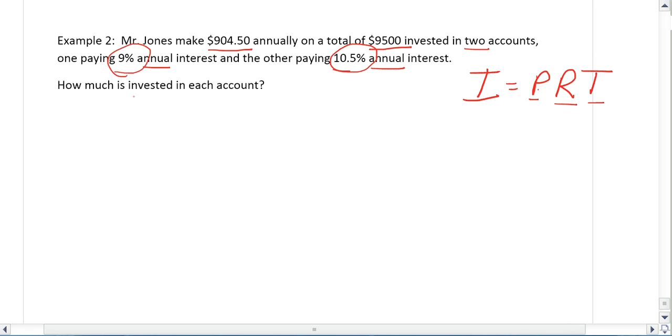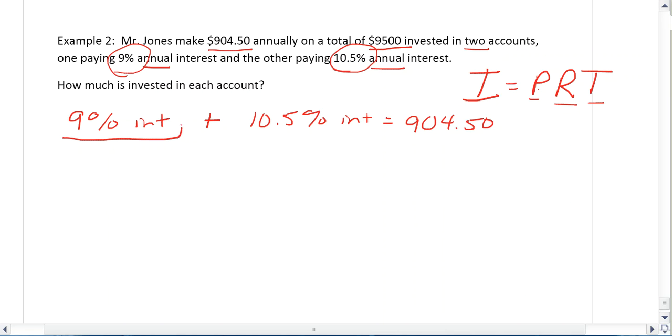So we have two different interests we need to add together. So I'm just going to make a note to myself. I want to take the 9% interest, and I want to add that to the 10.5% interest. And when I add those two together, that's where the 904.50 comes from. So this is going to give me a little framework, if you will, to follow. So I need to algebraically express these two interests, and then if I add them together, I'll get the 904.50.